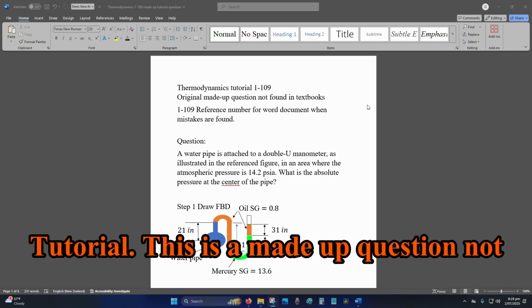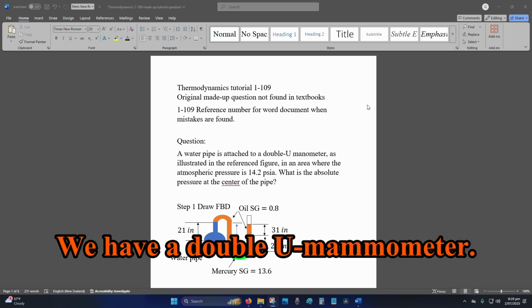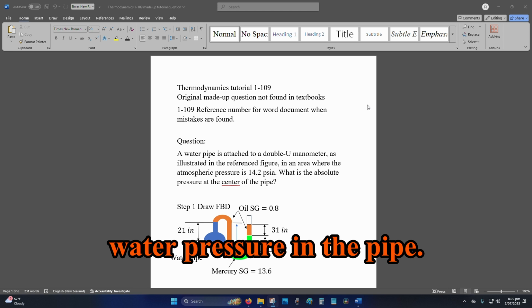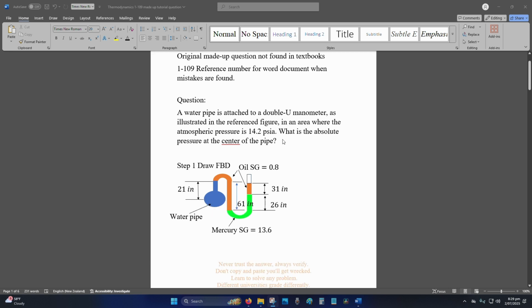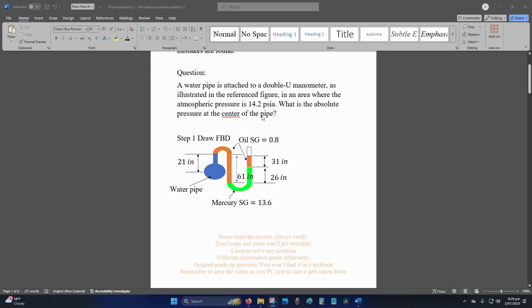This is a made-up question not found in your textbooks. We have a double U manometer. We want to find the water pressure in the pipe. The atmospheric pressure is 14.2 psia.